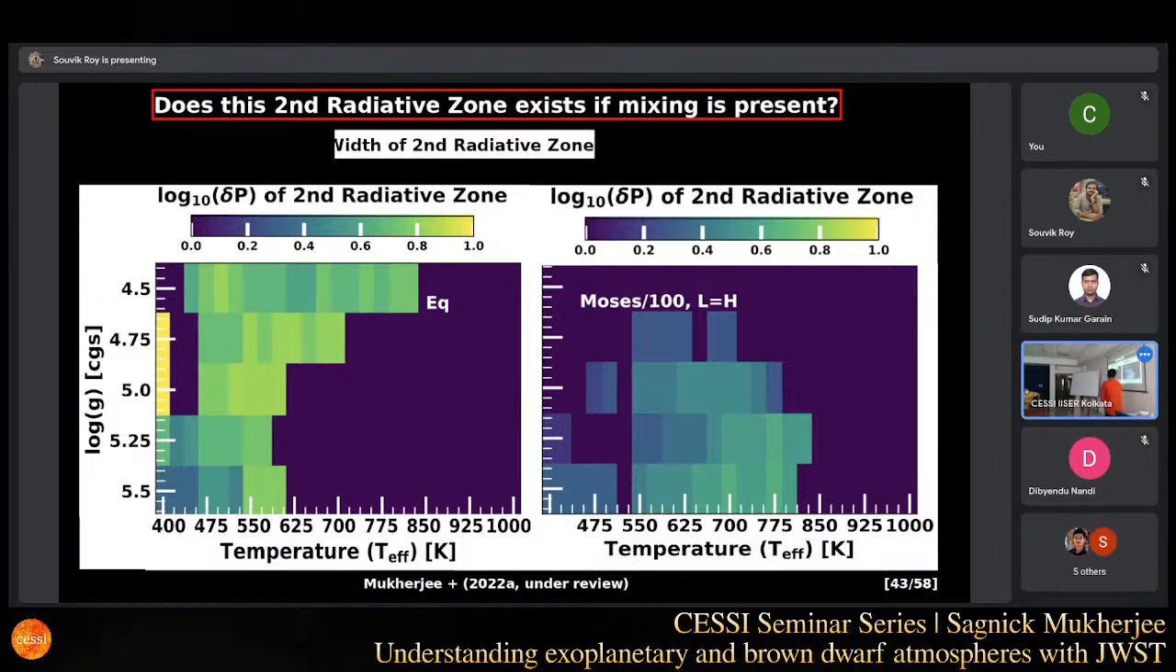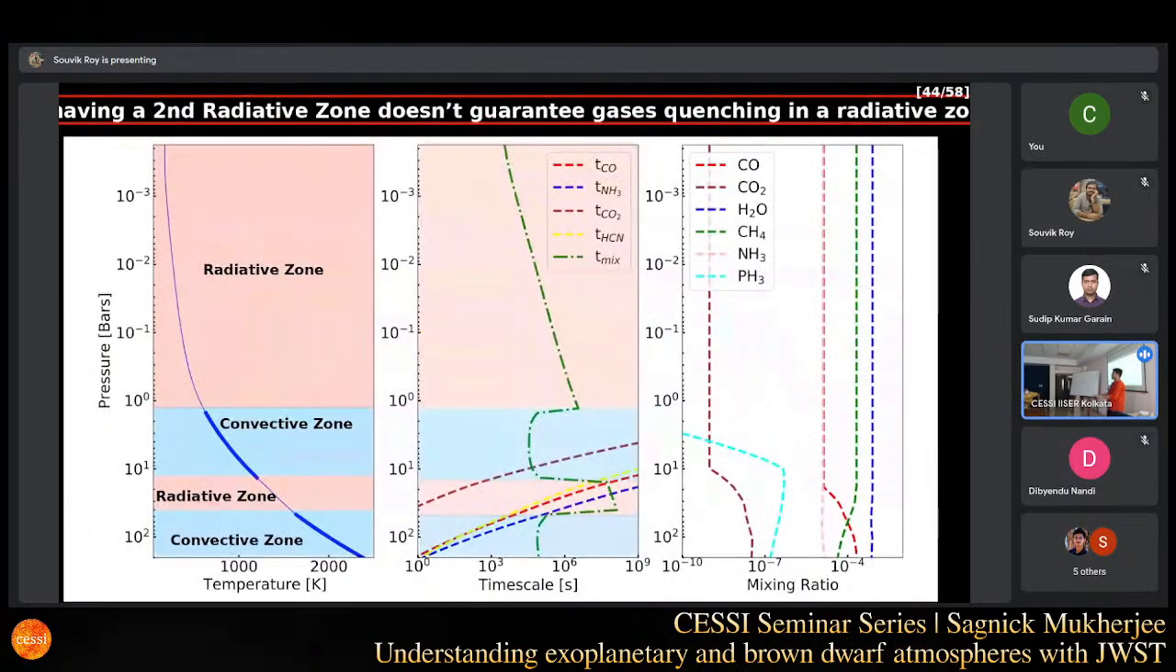Yeah. So the good news is that this second radiative zone exists, and it exists at the right temperatures only when you take dynamics into account. Taking dynamics into account is important. But remember, having a second radiative zone does not guarantee quenching in the second radiative zone. You can only make that measurement if things are quenched there.